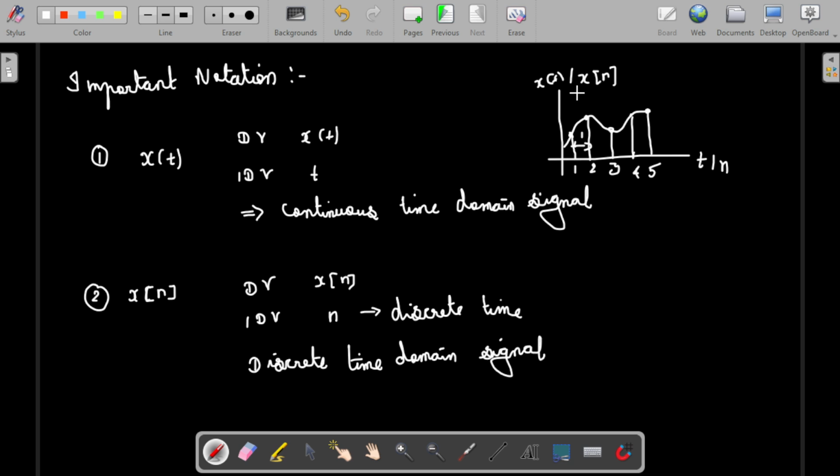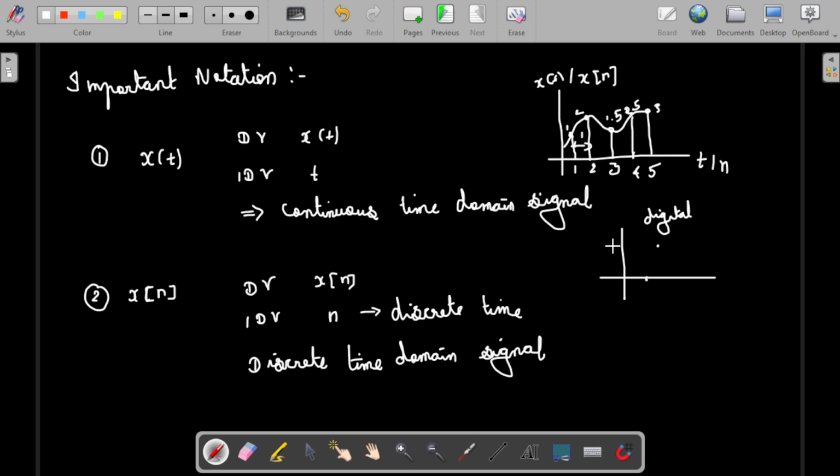What is the exact difference? This is a discrete signal, so it can have different amplitude values. For example, this value is 1, this value is 2, this value is 1.5, this value is 2.5, this may be 3, anything. So the range will be different. But when we convert it into a digital signal, the range will be only 0 or 1.